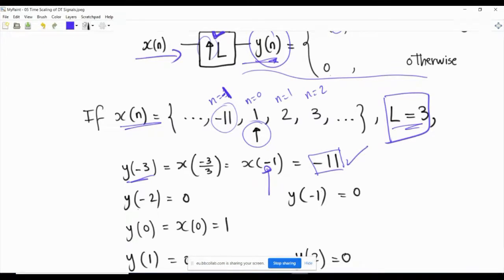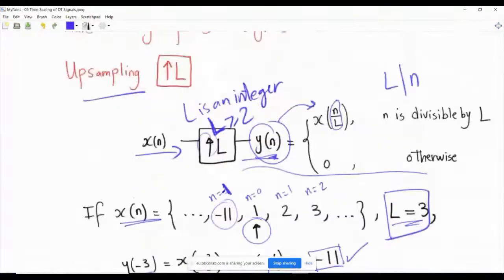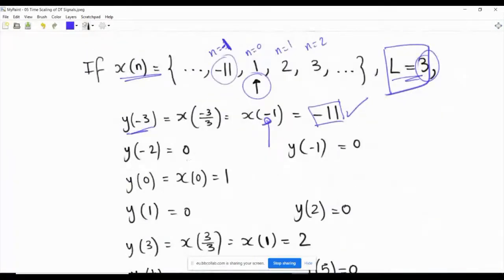What is y of minus 2? n is minus 2. Now minus 2 is not divisible by L, which is equal to 3, so y of minus 2 is 0. Minus 1 is not divisible by 3, so y of minus 1 is 0. y of 0 is x of 0 over L, which is x of 0, so this is 1. For y of 1, 1 is not divisible by 3, so this is 0. 2 is not divisible by 3, so this is 0. For y of 3, now 3 is divisible by 3, so y of 3 is equal to x of 3 over 3, which is x of 1. And you can read it from here, x of 1 is equal to 2.